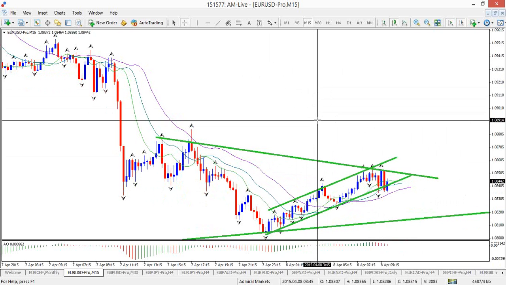All right, so we got one question. Any other questions perhaps on the euro dollar? How many candles do you use?